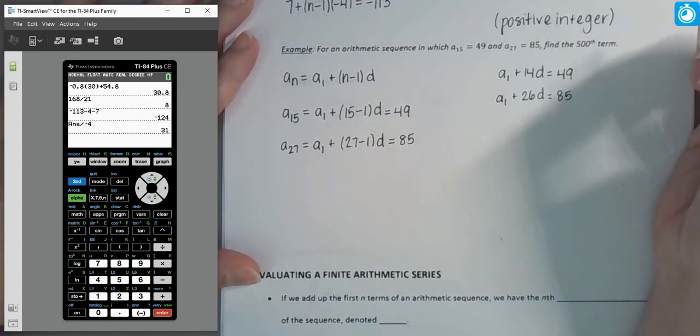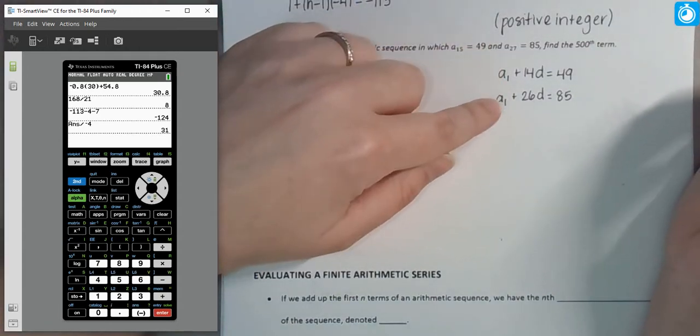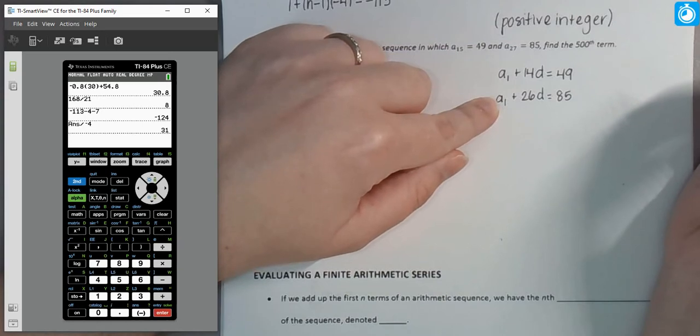So I'm actually going to use elimination because I notice I have these terms lining up and it would be easy to cancel them out.